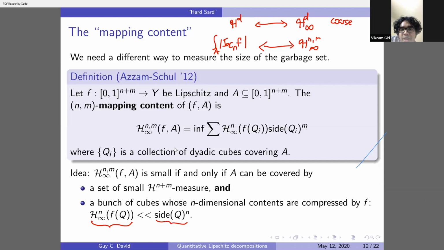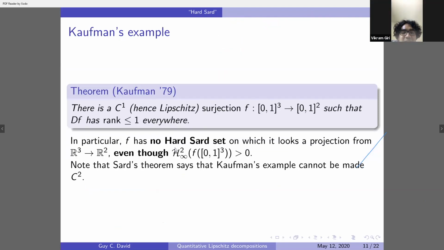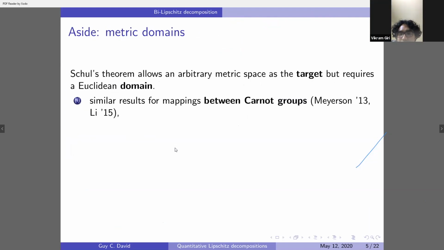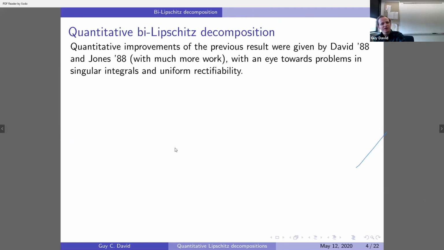And is there an analogous conjecture you can make when the domain is not Euclidean? Because you don't have these projection mappings, right? I don't have a conjecture for arbitrary metric spaces. Even the bi-Lipschitz decomposition fails for arbitrary metric spaces, as I tried to show by some counterexample.